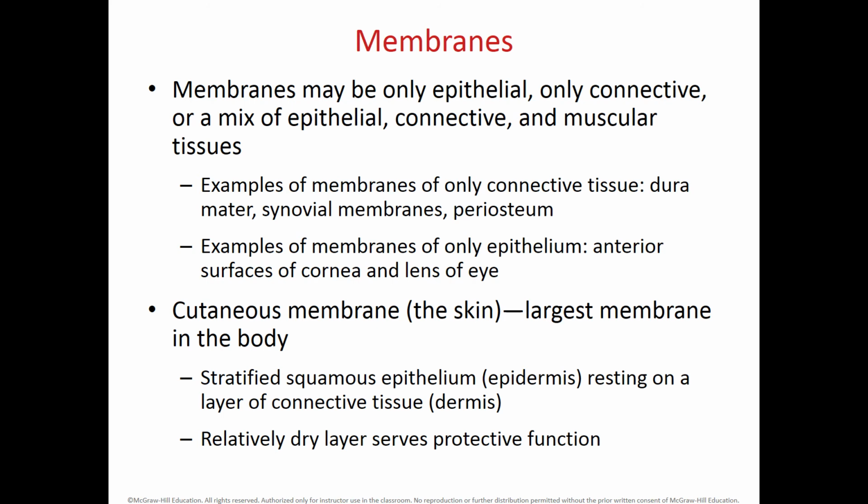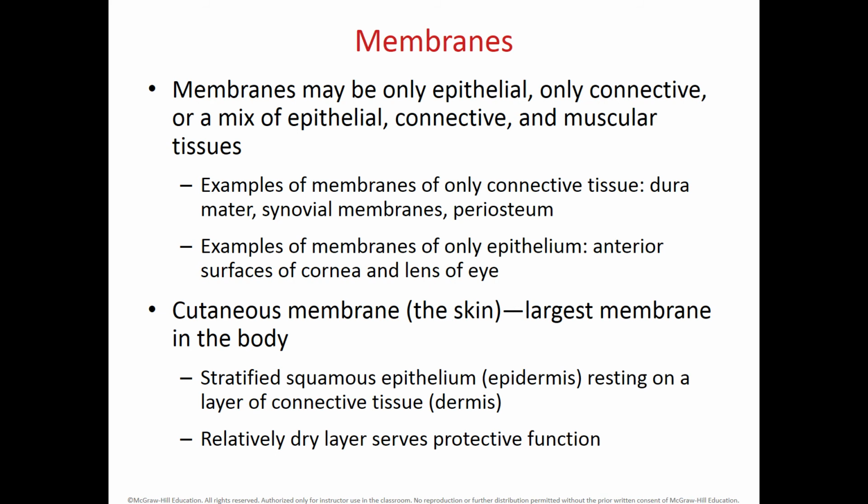Also, we have it in our joints, in joints that are highly movable, and these will be called synovial membranes. And also we have it in the area around our bones. So this is the periosteum. It's a membrane. Examples of membranes that are only epithelium: we have it in the cornea, which is the epithelium that covers the colored portion of our eye. And also we have it in an internal structure of our eye that helps us to focus the images, which we call the lens.